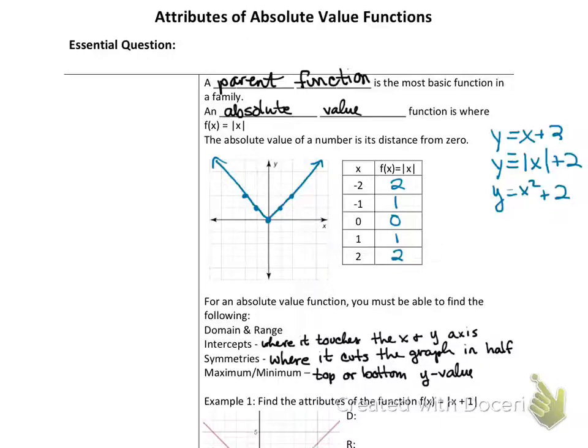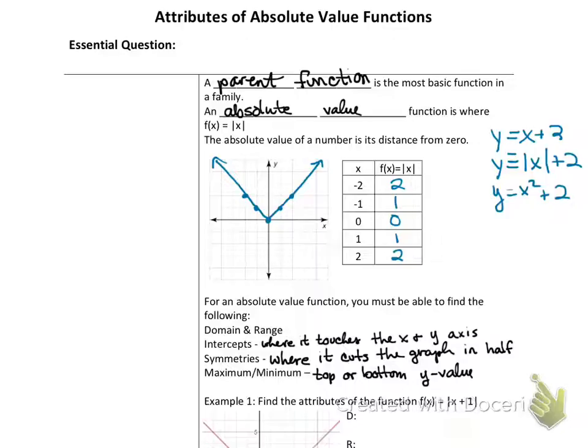Symmetries is where it cuts the graph perfectly in half. So if you can fold the graph in half and have both sides be exactly the same, you have a line of symmetry, because that's where it causes the graph to be cut in half perfectly. Then we have the last but not least, maximums and minimums.